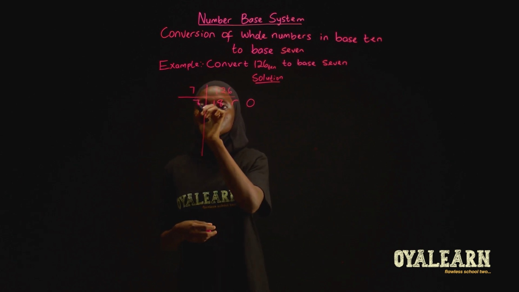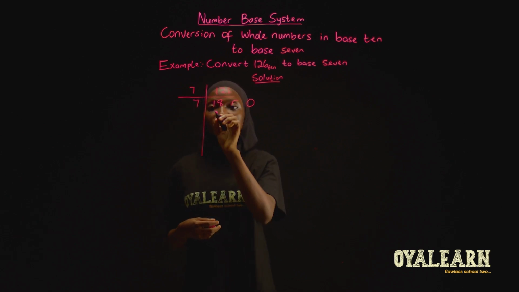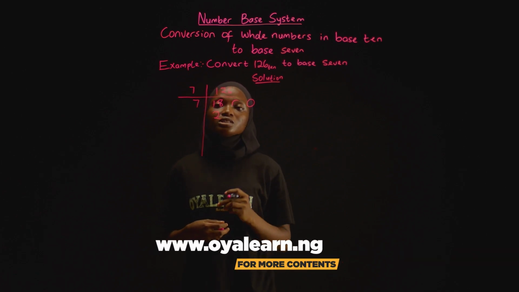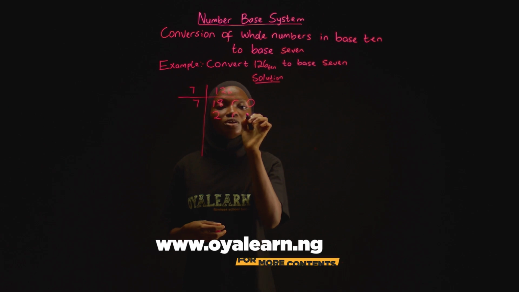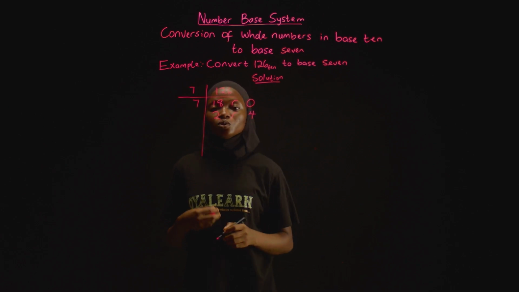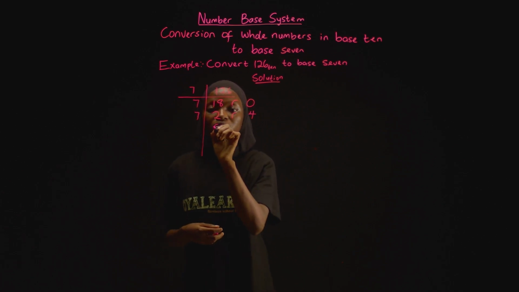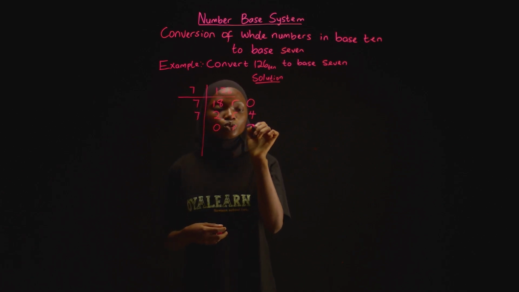Divide again by 7. 7 goes in 18, that's 2. 7 multiplied by 2, we have 14. When you take away 14 from 18, we have a remainder of 4. But divide again by 7. 7 goes in 2, that gives us 0, remainder 2.